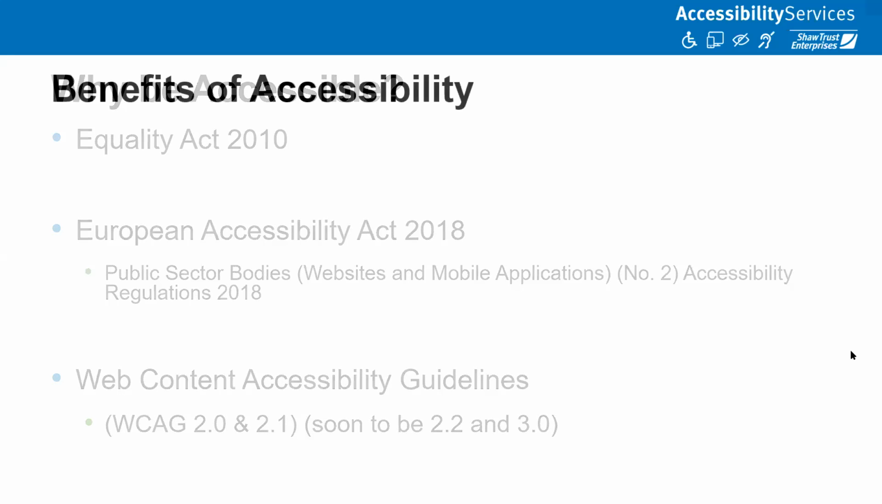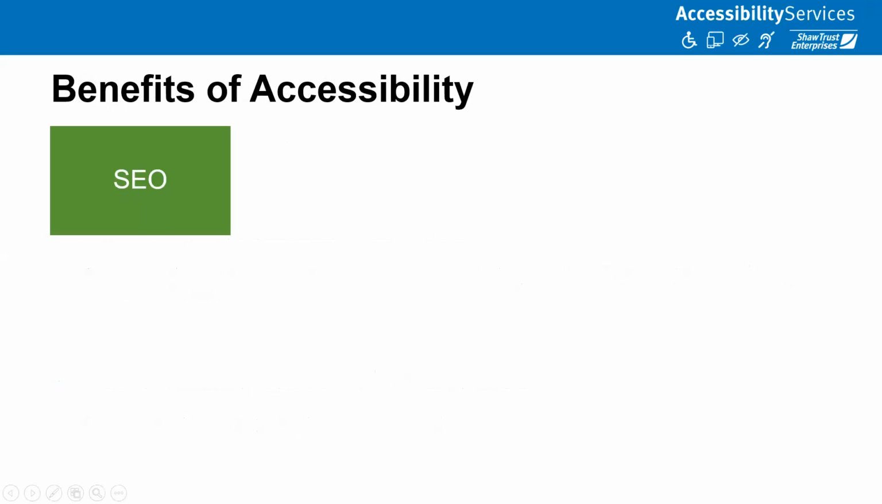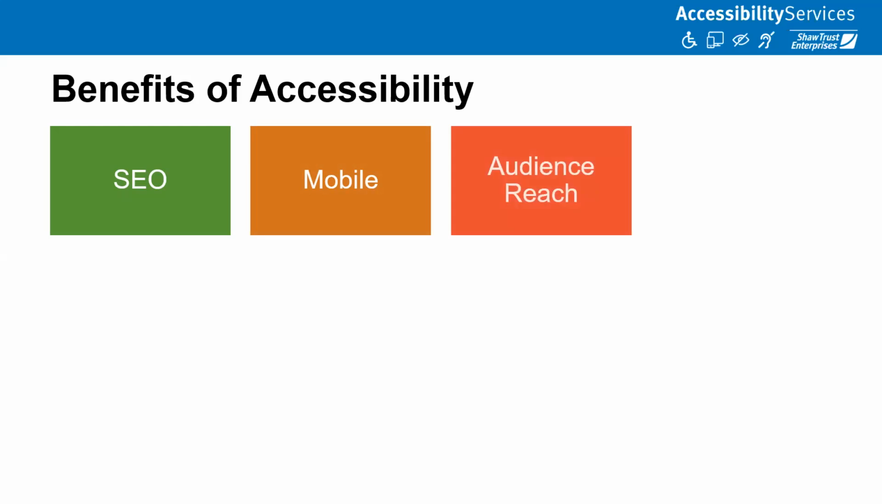What are the benefits then? So improved SEO, improved search engine results. If you've got more accessible content, it's going to be more accessible to search engines as well as real people. Mobile users, so it's going to better wrap and respond to smaller screen sizes and even larger screen sizes. So the more accessible your content is, the more translatable it's going to be for mobile devices as well.